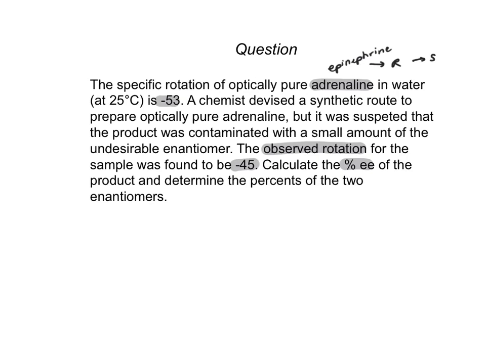So go ahead, try this. You're going to need that equation from the previous slide to calculate this percent enantiomeric excess. And then from that, you should be able to determine what percentage of the R is in this solution and what percentage is the S version of this enantiomer in this solution, okay? So go ahead and pause this, give this a try, and then come back to the answer.